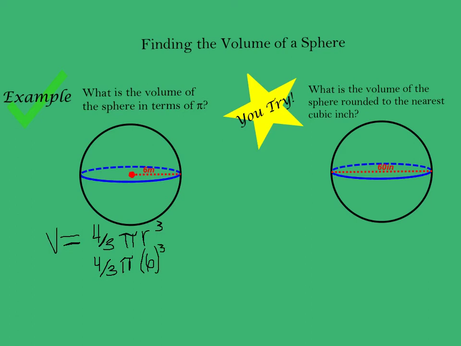6 cubed is 216, and so I'll put all that into my calculator and say 4/3 times pi times 216, and I get that volume is equal to 288 pi, because we want to leave it in terms of pi. And this is meters cubed. Again, volume is cubed.